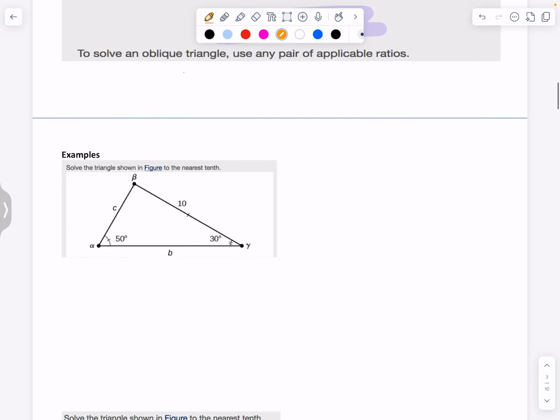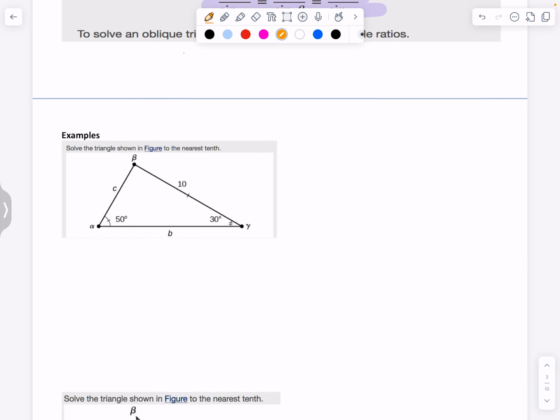All right, so let's do an example. I'm going to label everything. Okay, I got an alpha, I got a beta, and a gamma. I like to do this.